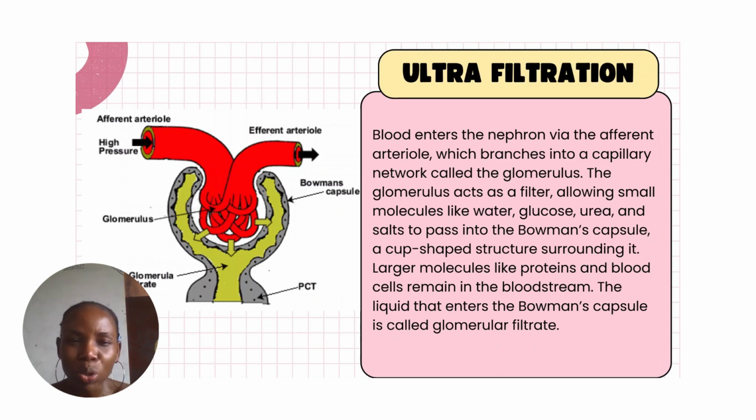The Bowman's capsule is a cup structure surrounding it. Then larger molecules like the proteins and blood cells remain in the bloodstream. The liquid then enters into the Bowman's capsule. The liquid is called the glomerular filtrate. The process of ultrafiltration just helps to filter all this waste from the blood into the Bowman's capsule.